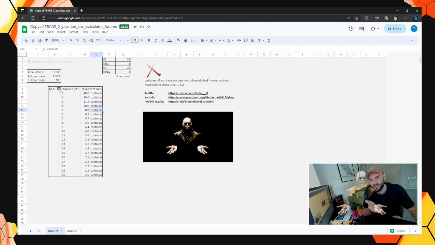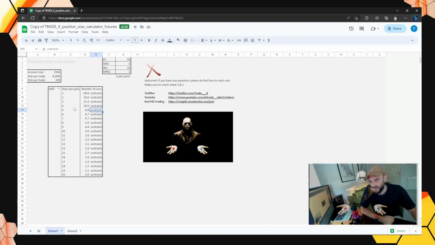This is an absolute game changer because what this is going to stop you doing is taking too many contracts of ES than you need to, and it's also going to enable you to use MES, which is to improve your risk to reward and enable you to maintain profitability.